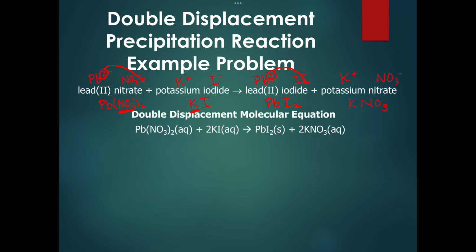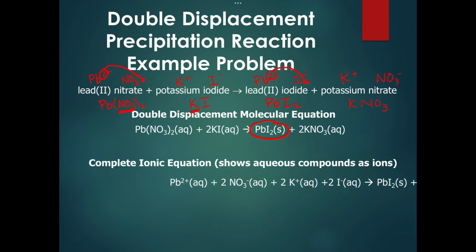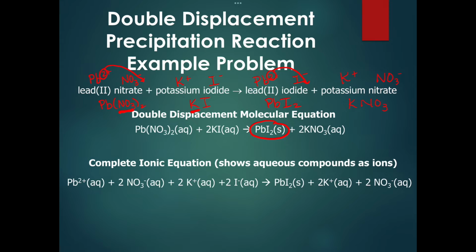Now, when we go to write our total ionic equation, we are going to split apart everything that's aqueous. So we're going to split apart the lead nitrate, the potassium iodide, and the potassium nitrate. The only thing that's going to stay together is our lead iodide. So here we are. So our Pb 2+, and then we have 2 nitrates, 2 potassiums, 2 iodides. Our lead iodide stays together, and then we have 2 potassiums and 2 nitrates.